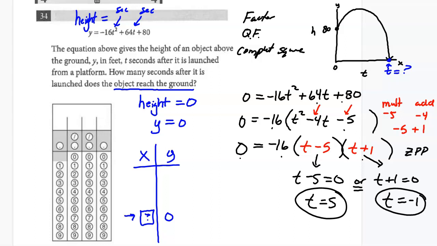If we're talking about seconds, the negative 1 doesn't make sense. The 5 does. So 5 seconds is going to be the correct answer. And if you would have used your graphing calculator, you would have found an ordered pair, 5, 0 there. So correct answer here is 5.